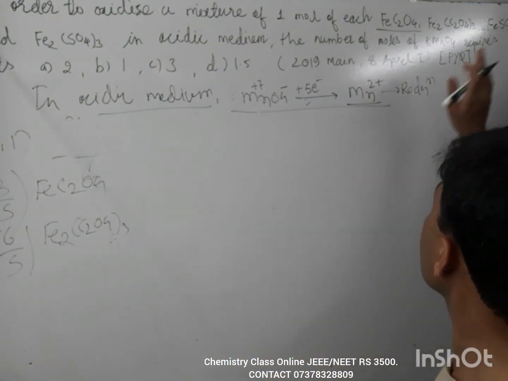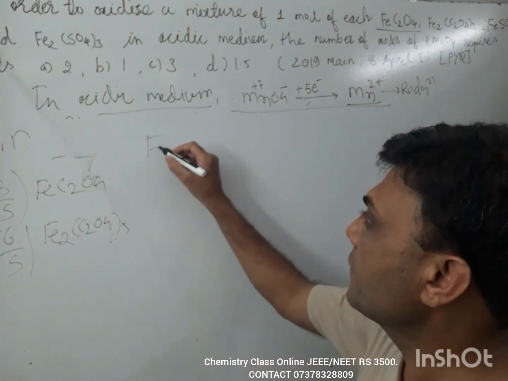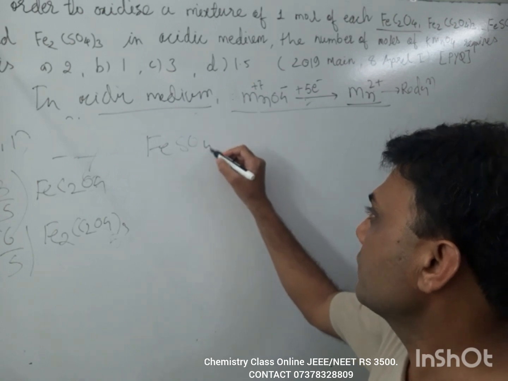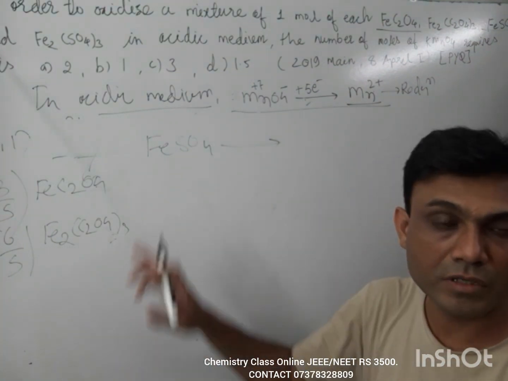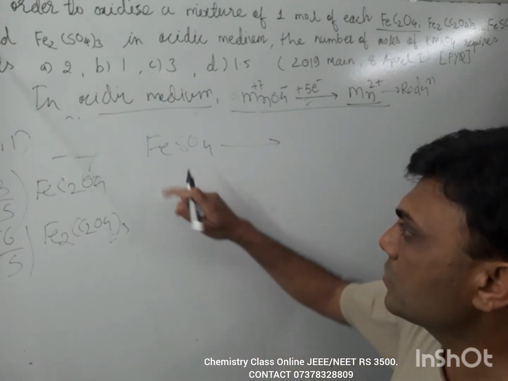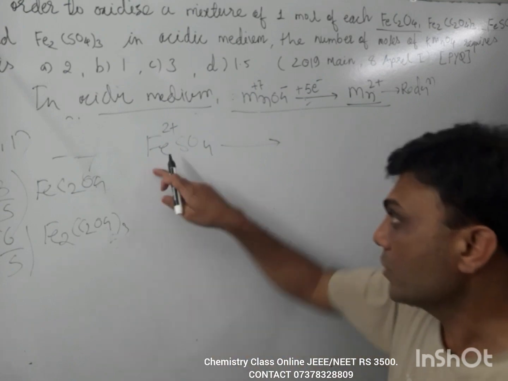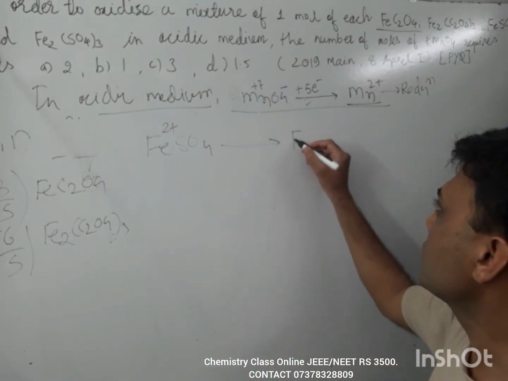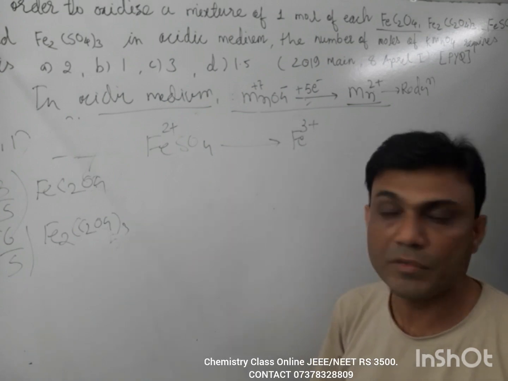The third compound is ferrous sulfate. Now write the formula of ferrous sulfate, it is FeSO4. Now we have to write the oxidation reaction for the ferrous sulfate. You see in ferrous sulfate the oxidation state of Fe is +2, so it will oxidize to Fe³⁺. That means it will surely be oxidized.